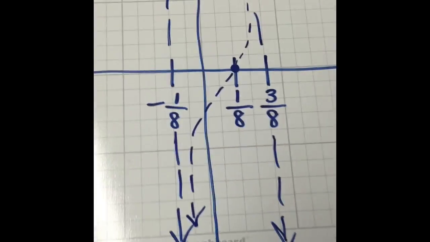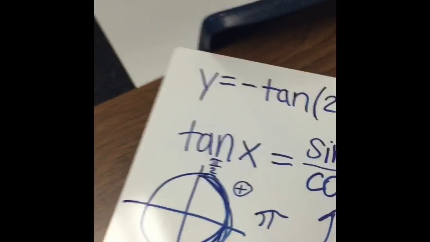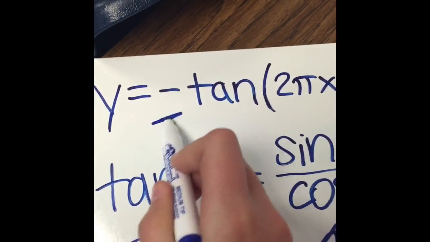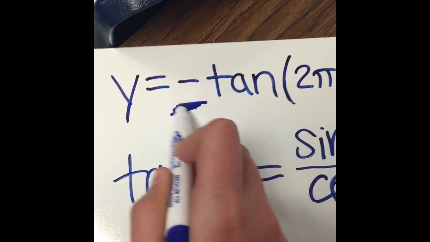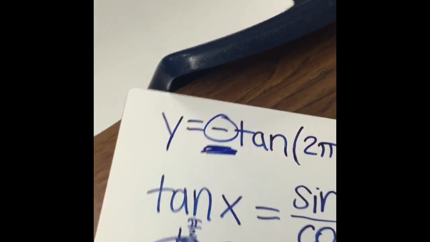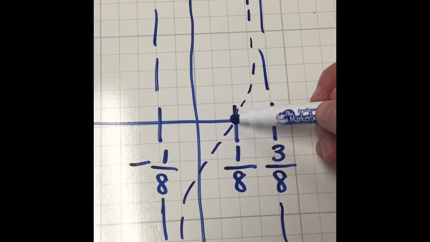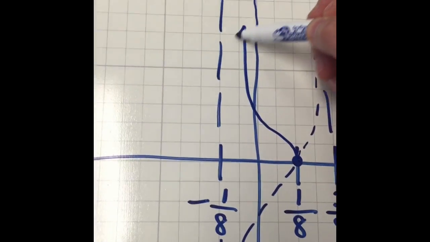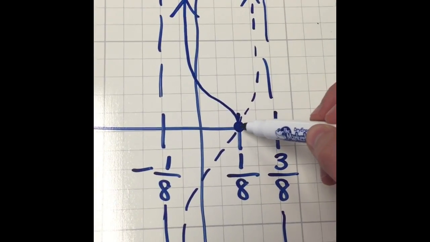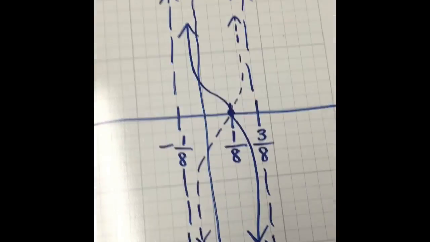So you must flip it over the x-axis, because as you can see, there is a negative in front of the tangent. And once you have flipped it, you are done. Yay!